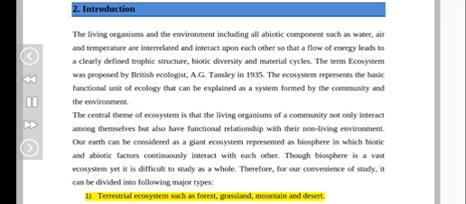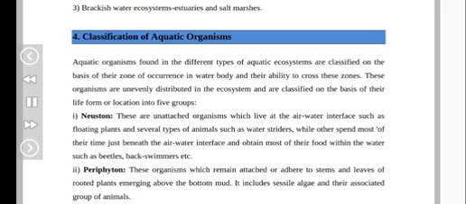1. Terrestrial ecosystems such as forest, grassland, mountain, and desert. 2. Aquatic ecosystems such as freshwater or marine. In this module we will discuss about marine ecosystem in details, whereas terrestrial ecosystem and freshwater ecosystem will be discussed in other modules.